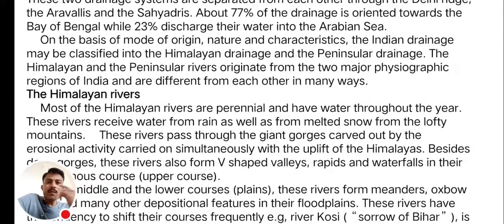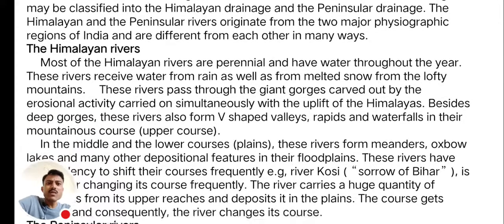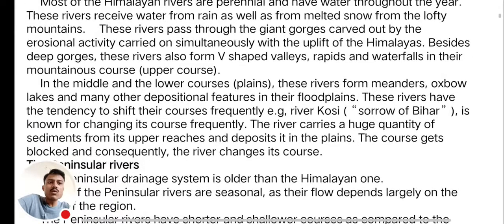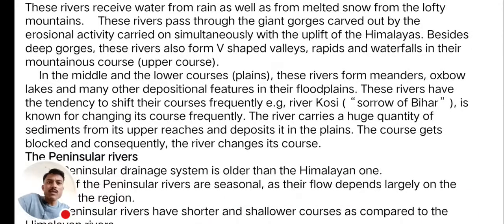Now after that, on the basis of mode of origin, nature and characteristics, the Indian drainage system is classified into the Himalayan drainage and the peninsular region. So what are the different types? What are the Himalayan rivers? The speciality of the Himalayan rivers: I will just go through the characteristics. These rivers form deep gorges. They also shape V-shaped valleys, rapids, and waterfalls in their mountain course or upper course. These things will be asked. What are the specialities of the Himalayan rivers, what are they in the upper course, what are they in the lower course, meaning what do they do in the plain.